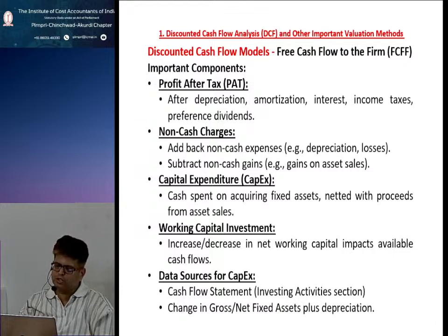The data sources for capex typically are the cash flow statement, which includes the investing activities section. So cash flow generated from investing activities will give the information about capex, and change in gross or net fixed assets plus depreciation are the data sources for capex.